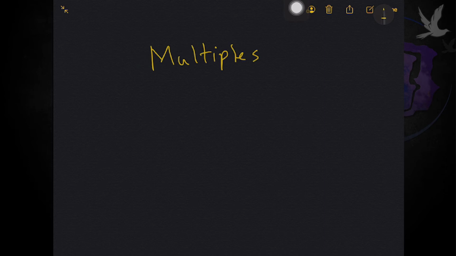Multiples are a lot easier compared to factors, but in multiples, you have to master your multiplication table even more. Why? Because multiples are basically just like skip counting. Okay? Multiples are like skip counting. So for example, technically we have unlimited numbers. Okay?